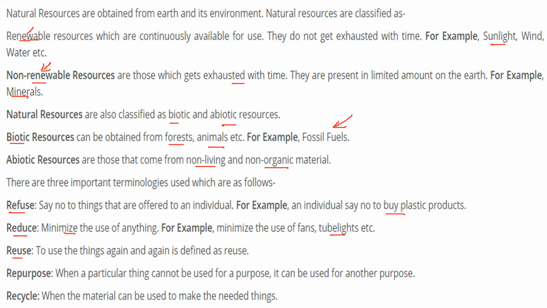Reuse, you can reuse the thing again and again rather than just buying another thing, right? Repurpose, if the purpose of one thing is achieved, this particular thing can be used for some other purpose. Recycle, when the material has no use, it can be changed into a different form so that it can be used. So this is recycling.